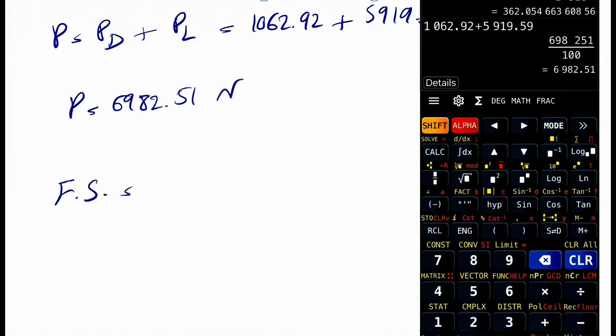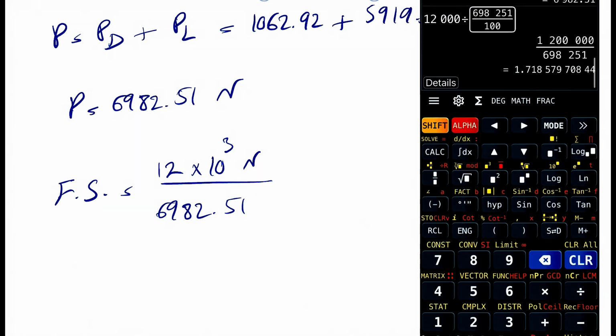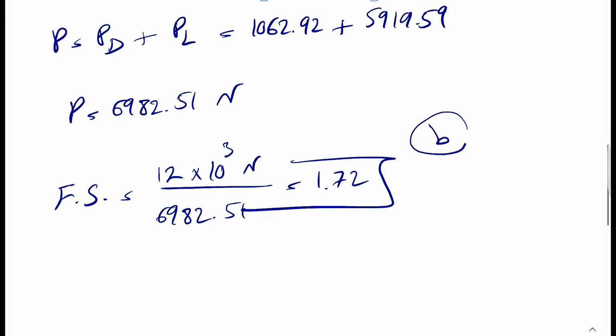And we should be able to find the factor of safety. We had the ultimate force or ultimate load of 12 kilonewton, or 12,000 newtons, and that would be our PU, and our P is what we found now. So we're just going to have 12,000 divided by our answer, and this is going to give us 1.72 as our factor of safety and the answer for the B part of the question.